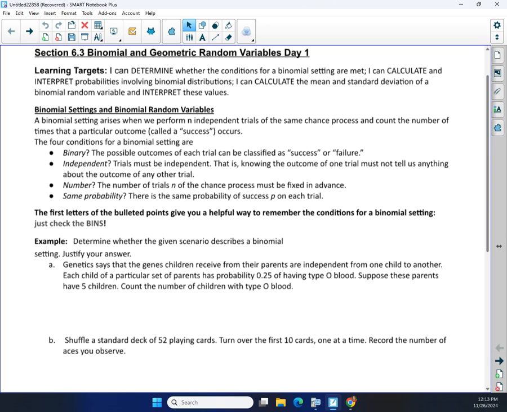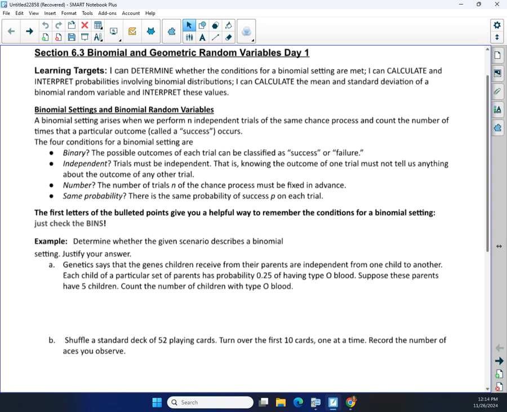The four conditions for a binomial setting are binary. The possible outcomes of each trial can be classified as success or failure. So there's two options, success, failure. Independent. Trials must be independent. That is, knowing the outcome of one trial must not tell us anything about the outcome of another. So the first trial does not affect the second trial. The number of trials of the chance process must be fixed in advance. So there's 5 attempts, there's 10 trials, there's whatever. It has to be fixed. Same probability. There's the same probability of success p on each trial.